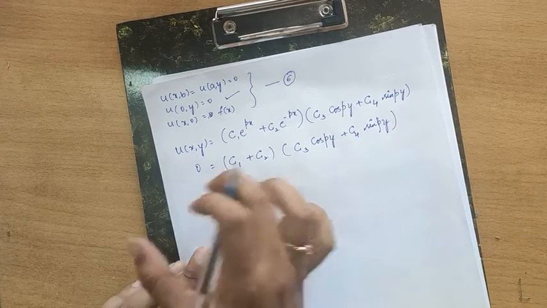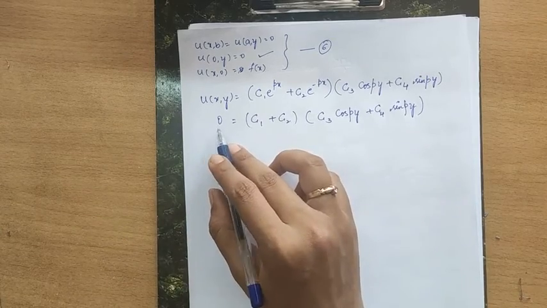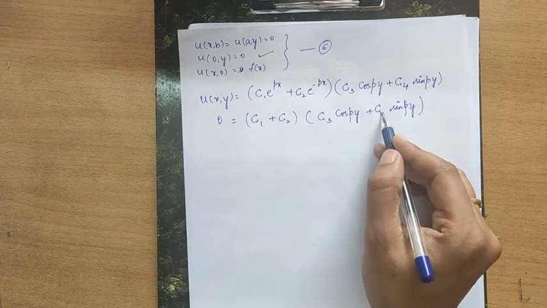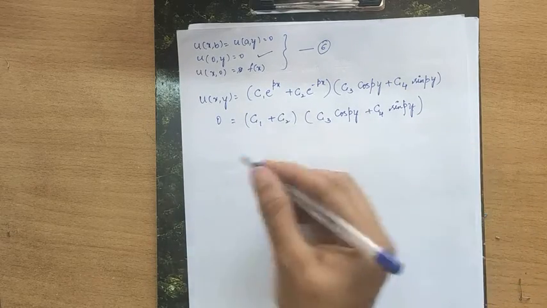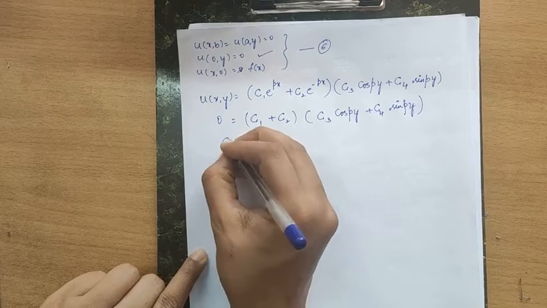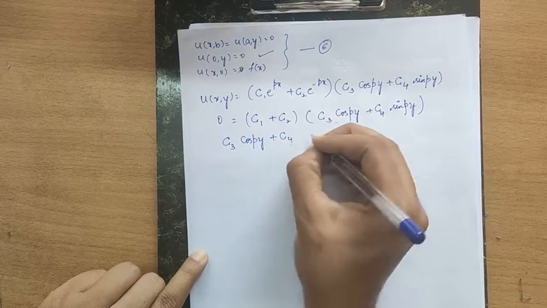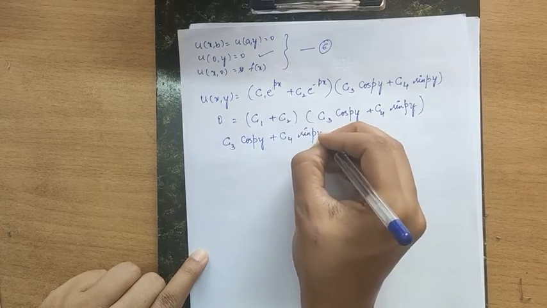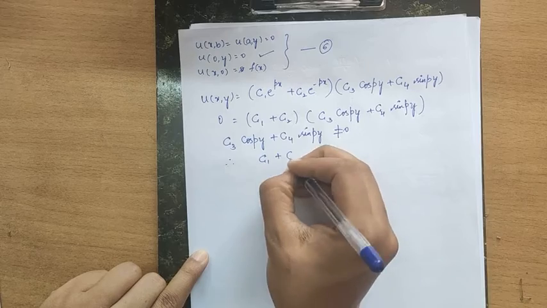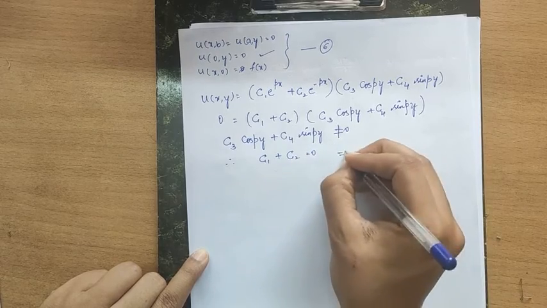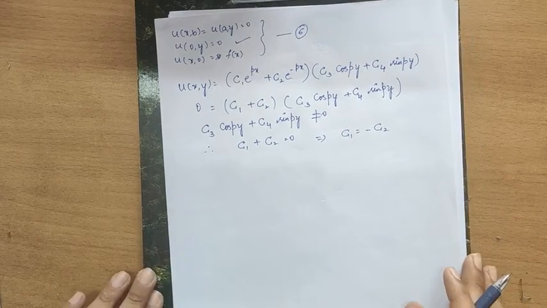If this whole term is equal to 0, it means either c1 plus c2 should be equal to 0 or c3 cos py plus c4 sin py should be equal to 0. But this term will not be equal to 0. That means c3 cos py plus c4 sin py is not equal to 0. Therefore, what will you write? c1 plus c2 is equal to 0. This implies c1 is equal to minus c2.